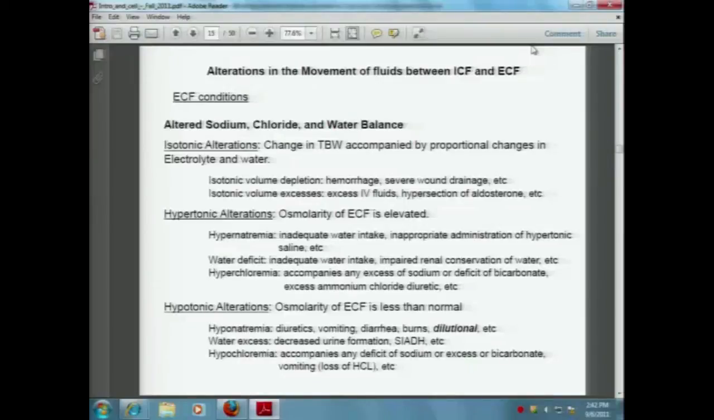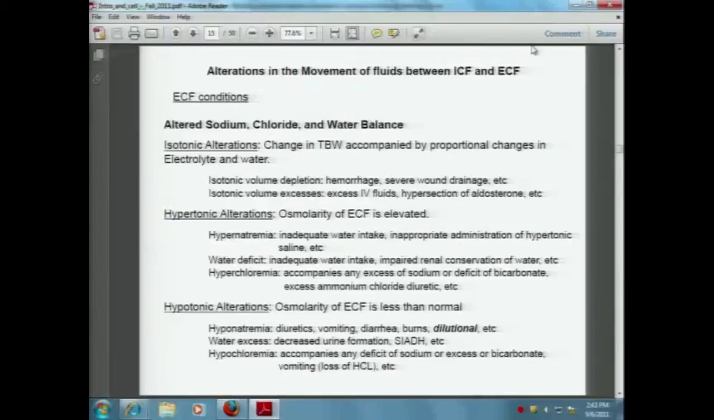So, alterations in fluid movement or electrolyte and osmolyte movement between ICF and ECF. Another way of saying this is just fluid and electrolyte imbalances. These are examples of fluid and electrolyte imbalances. Fluid and electrolyte imbalances tend to come from alterations in sodium levels, alterations in chloride levels, and alterations in water levels, total fluid or water balance.